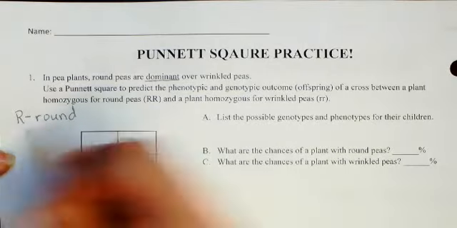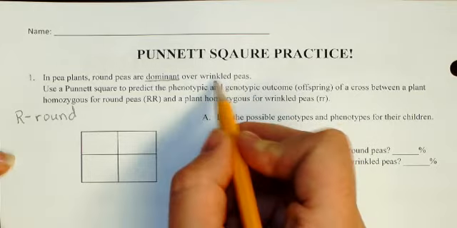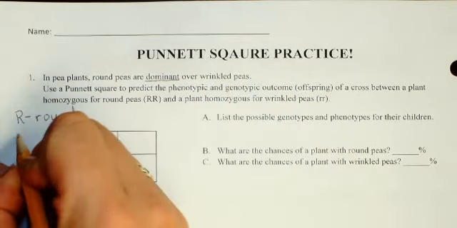Then I have wrinkled peas. So if wrinkled peas aren't dominant, they must be recessive. So I'll do a little r for wrinkled peas.